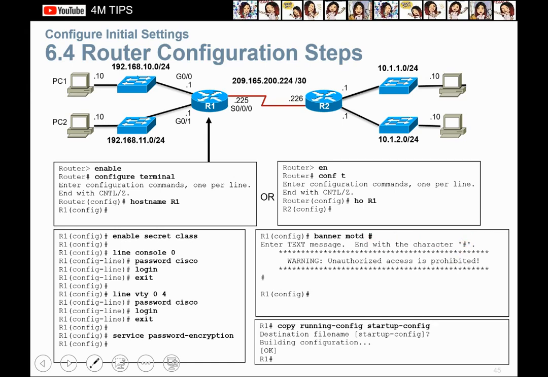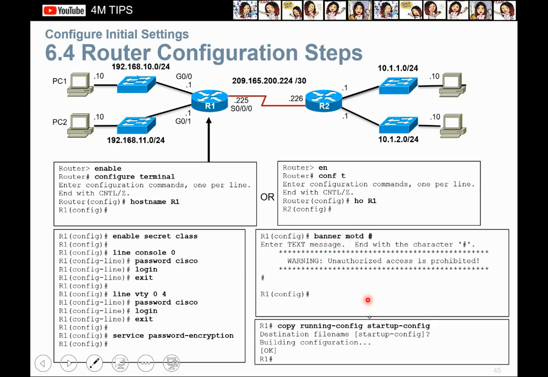So in this example, I'm going to set up my banner MOTD. I will write an asterisk, then a warning, unauthorized access is prohibited, and put the asterisk again, and I end it with my hash sign, because at the beginning I started with the hash sign delimiter. So that's how I set up my banner MOTD.